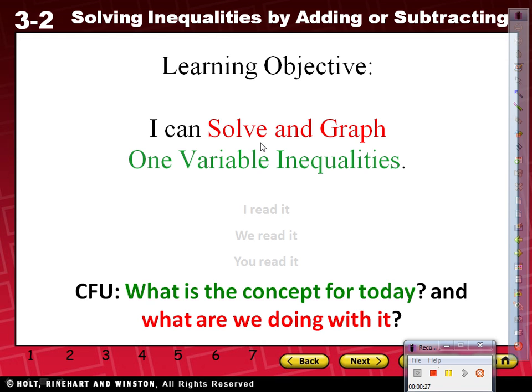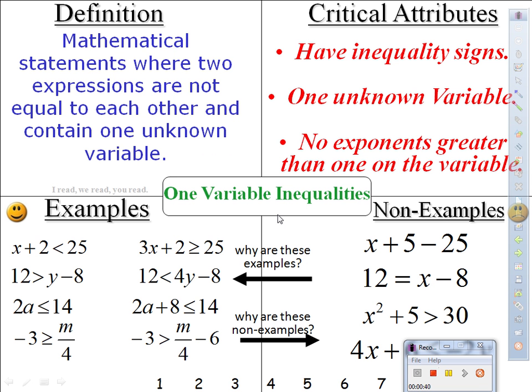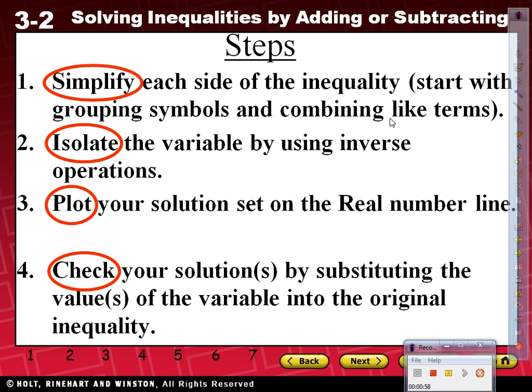Let's read it together. 1, 2, 3. I can solve and graph one variable inequality. So we're still on the same concept. That's why we don't need a Frayer model, but we already know what they are. One variable inequalities are expressions that are not equal to each other, and they contain one unknown variable. Yes? And we said the most important thing to remember is they have inequality symbols. They have one unknown variable and no exponents greater than 1, because we're not in quadratics or anything else. Our steps, we know, are simplify, isolate, plot, and check. Are we there so far?